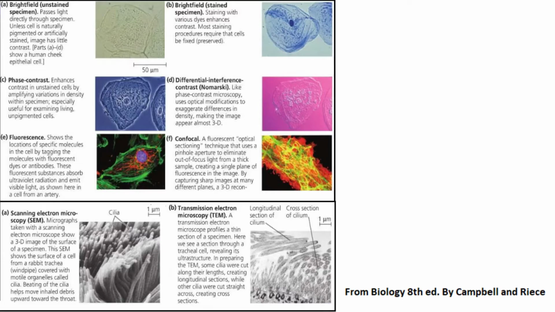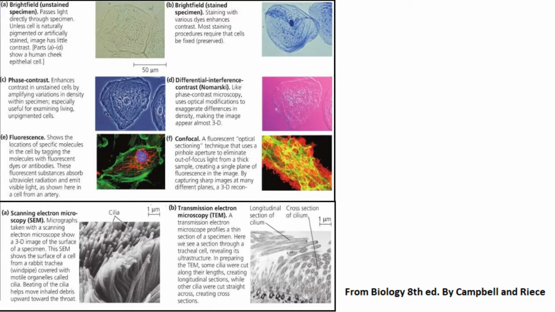So B, bright field, stained specimen. Staining with various dyes enhances contrast. Most staining procedures require that cells are fixed, then observed. C, phase contrast. Enhances contrast in unstained cells by amplifying variation in density within the specimen, especially useful for examining living, unpigmented cells.